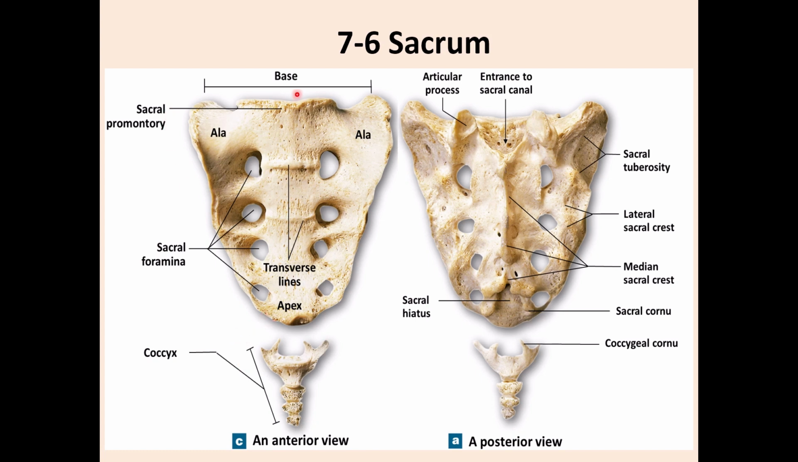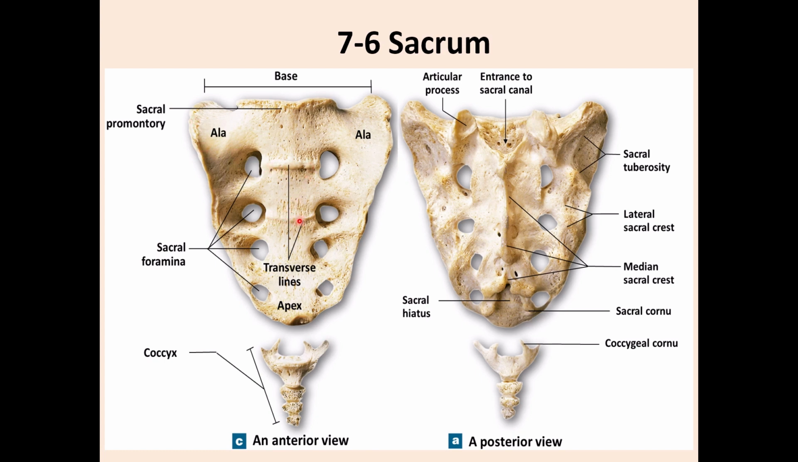Sacrum is triangular in shape. The lower part is called the apex. The upper part is called the base. It has two surfaces, anterior and posterior. In the anterior view, this flat area is called the ala, or wing.